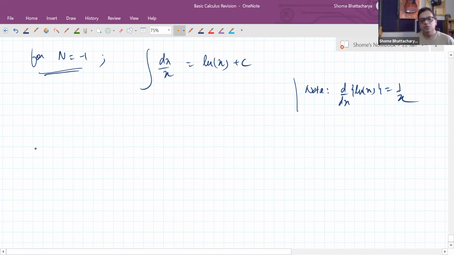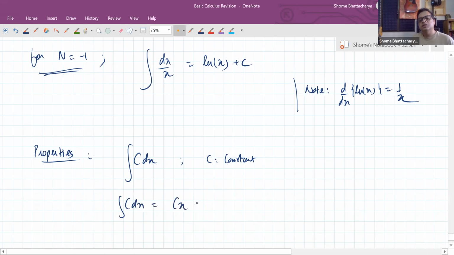Along with this, there are also the simple properties. Like if we are integrating a constant with respect to x, c is a constant, then integration of this becomes cx plus some new constant, let's say k. K is any real number constant.